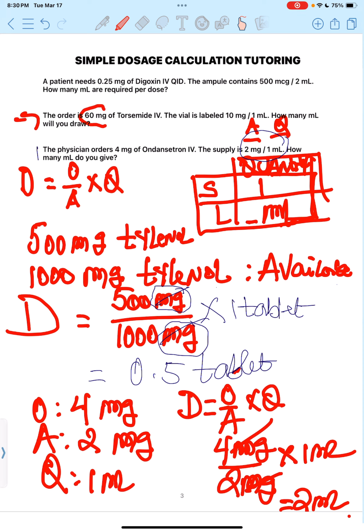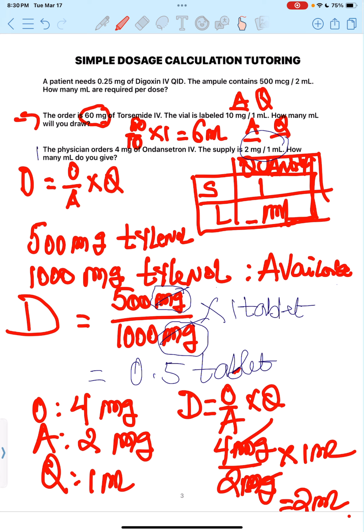60 milligram. Which one is your available? 10 milligram. And your quantity is right there. So in this exercise, you're going to do 60. Just make sure I've got milligram, my available milligram. 60, you divide that by 10, and you multiply that by 1 milliliter. 60 divided by 10 gives you 6. Times 1, you got 6. So right here is going to be 6 milliliter.